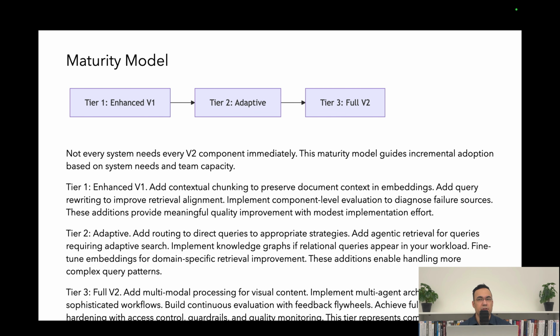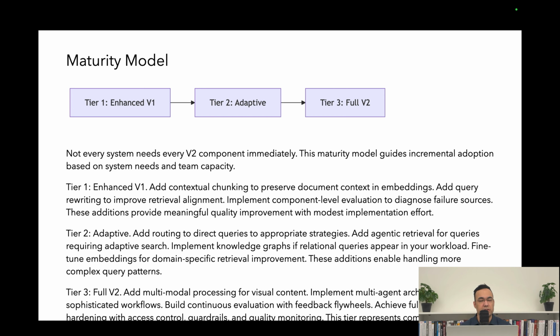Now let's talk about the maturity model for incremental adoption. Tier 1 is enhanced V1. Add contextual chunking, add query rewriting, implement component level evaluation. These additions provide meaningful improvement with modest effort. Tier 2 is adaptive. Add routing, add agentic retrieval, implement knowledge graphs if relational queries matter, and fine-tune embeddings.